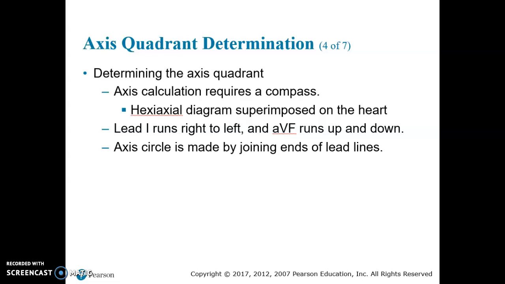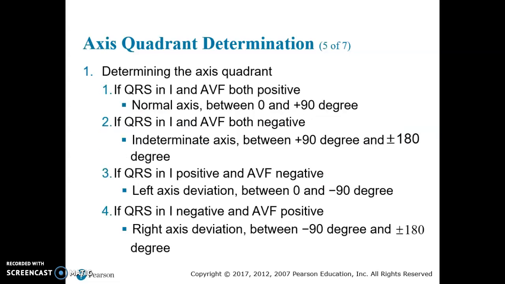Lead one runs right to left, okay? And AVF runs up and down. That's very important because we're going to be looking at lead one and the AVF lead when we determine our axis quadrant deviation. The axis circle is made by joining the ends of each line, so the other leads can be separated from each other by 30 degrees. And I think it'll make more sense as we go. I'm just going to give you exactly what we need, and when we start doing the practice, it will make sense.